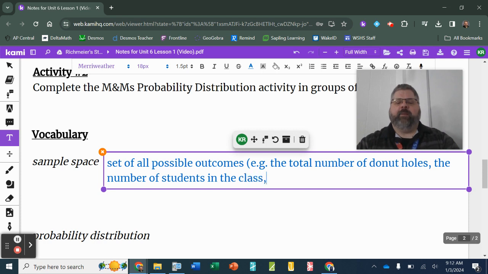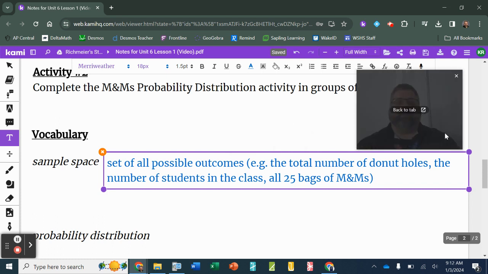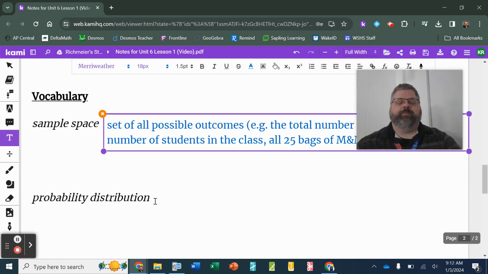And for the M&M activity, our sample space would be all 25 bags of M&Ms that they used in the activity. They gave us data on opening 25 fun-sized bags of M&Ms. So it's the set of all possible outcomes. In that one, we were selecting one bag at random. We were calculating the probability of how many M&Ms would be in the bag.